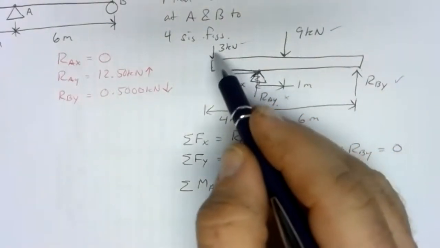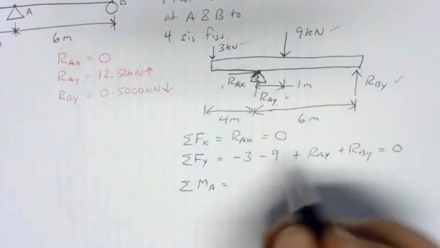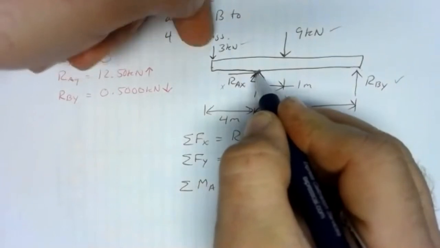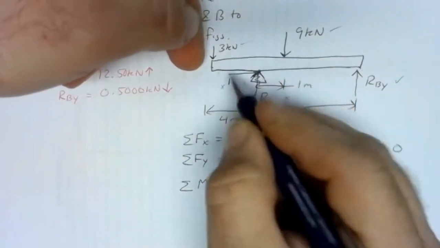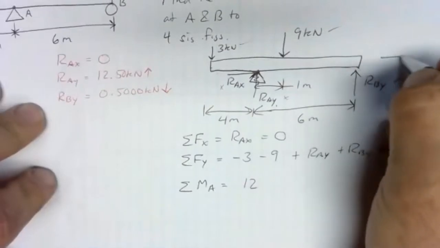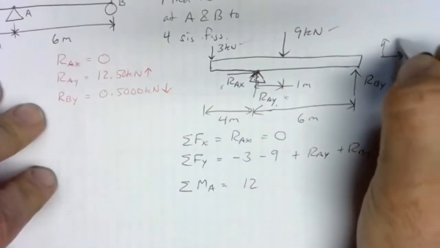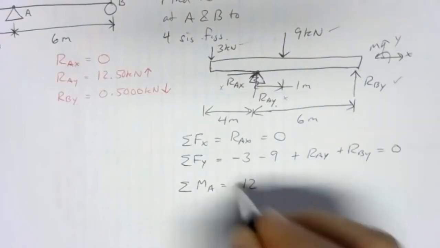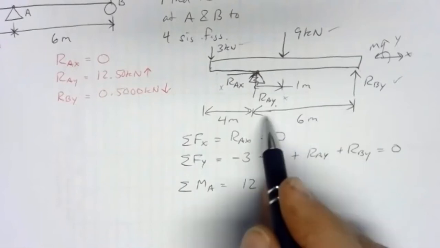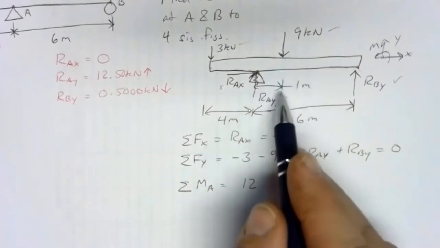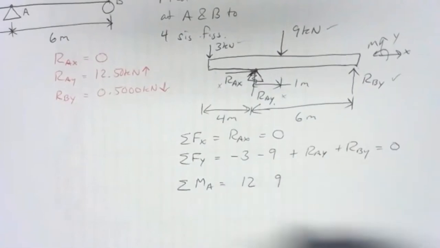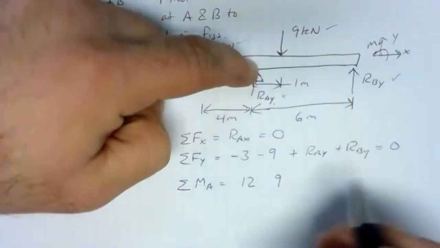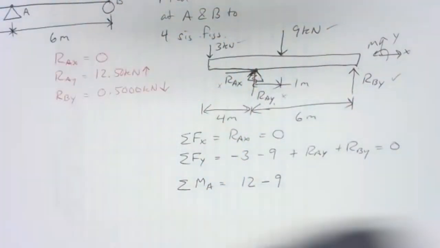So working left to right here, we've got 3 kilonewtons 4 meters away. That's 12 kilonewton meters. If we're pinning at A and pushing down over here, that would be a counterclockwise moment. And counterclockwise moments are positive. So that goes into the sum positive. We've got 9 kilonewtons 1 meter away. So that would be 9 kilonewton meters. But if we're pinned at A and we push down here, that would be a clockwise moment.